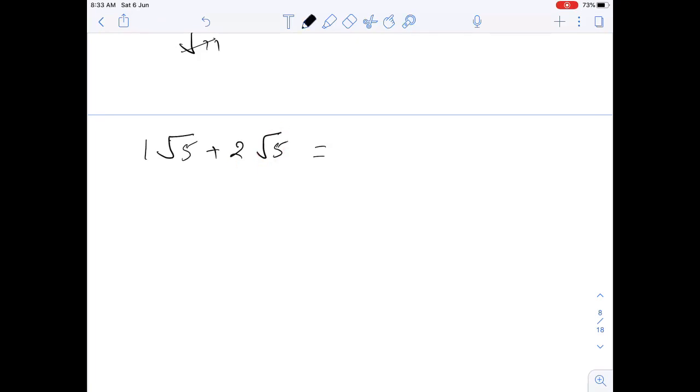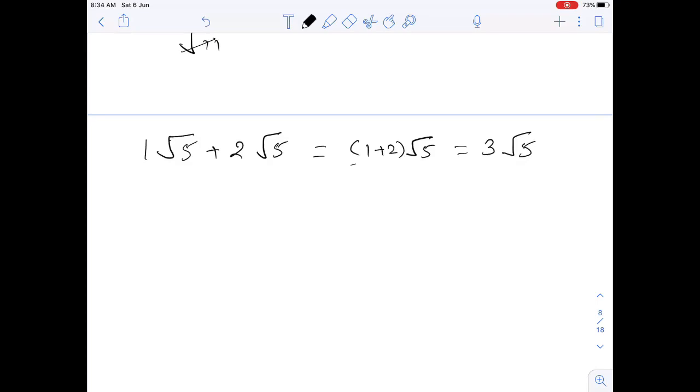Now what we have to do, these both seem to be like terms. So we will just add their previous numbers. The actual step we can write in this way, 1 plus 2 root 5. Why? Because root 5 is present in both the terms, so we have taken out the common root and this number will now become 3 root 5. Hope you all must have understood this one.